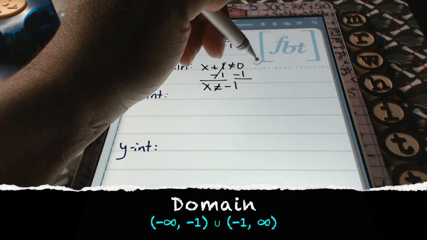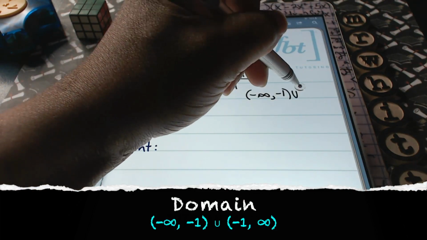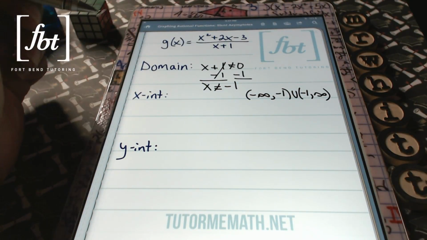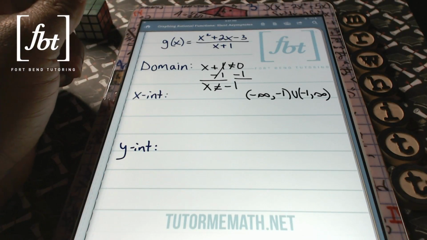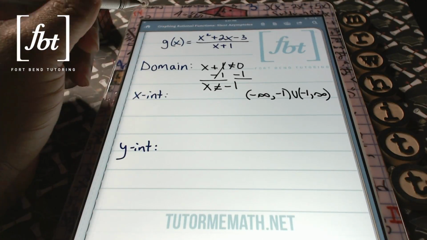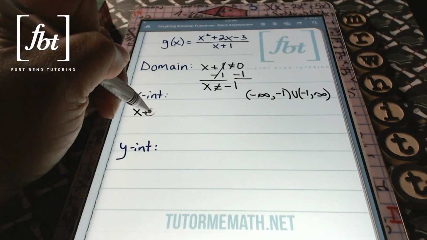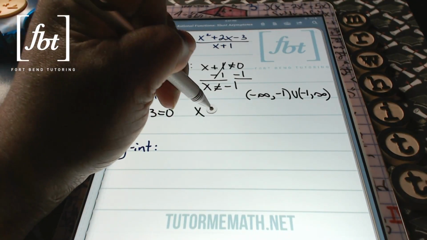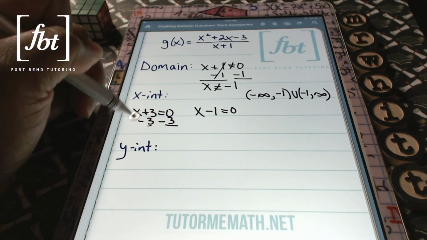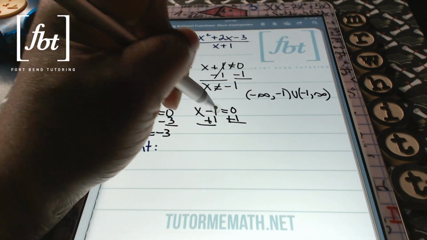So for our domain, we'll write that as negative infinity to negative 1 union negative 1 to positive infinity, and this is our domain. For the x-intercept, you'll take both factors that we found in the numerator and set them separately equal to 0 and solve for x. Remember that we factored the numerator into x plus 3 times x minus 1. Both factors will be set equal to 0 separately, and then you'll solve for x. So you'll find that x equals negative 3 and that x equals 1.